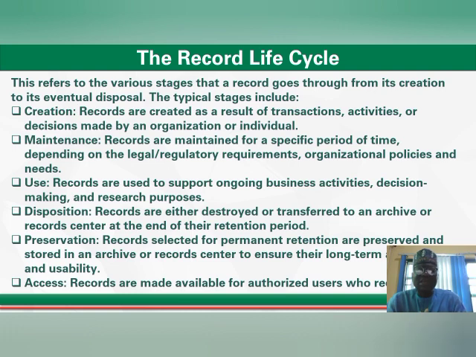Maintenance. Records are maintained for a specific period of time. There are some records that are kept on an annual basis, depending on what the record is meant for, the legal or regulatory requirements, and organizational policies and needs. Use. Records are used to support ongoing business activities, decision making, and research purposes. Disposition. Records are either destroyed or transferred to an archive or record center. Preservation. Some records selected for permanent retention are preserved and stored in an archive or record center. Access. Records are made available to authorized users. So this is what we mean by record life cycle.